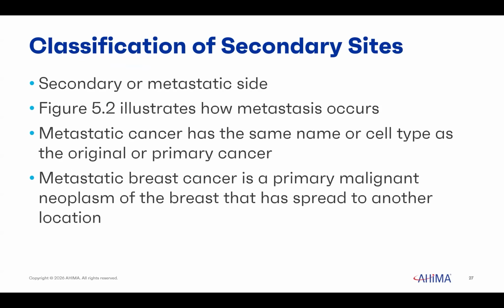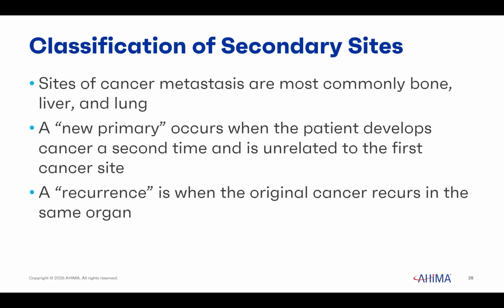When we use the term secondary sites, we're talking about metastases. And figure 5.2 in your text describes how metastases occur, so I won't describe it here. And metastatic cancer is the same name or cell type as the original or primary. So, for instance, metastatic breast cancer is the primary, and frequently it will spread to the lung, could spread to the liver, and so on. Sites of cancer metastases are most commonly the bone, liver, and lung, although they can occur other places.